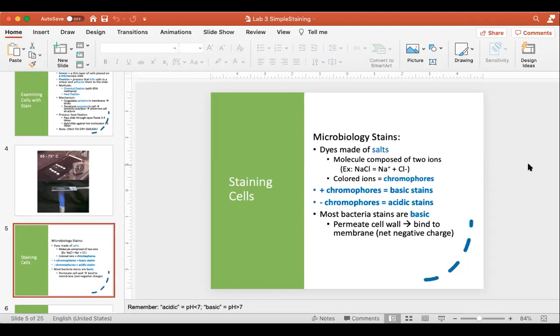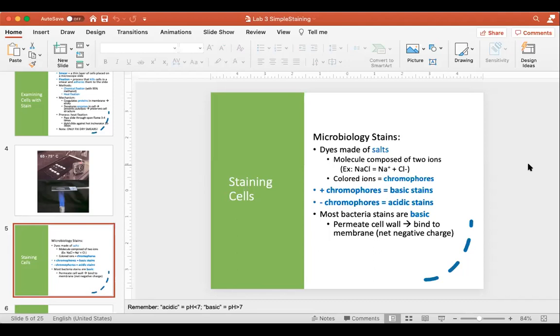Now, some chromophores are positively charged and some chromophores are negatively charged. Remember, they're ions, and all an ion is a charged atom. So whether it's an atom of sodium or an atom of chloride or an atom of calcium, if it has a charge on it, positive or negative, we call it an ion. So if a stain has a positively charged chromophore in it, we call that a basic stain. If it has a negatively charged chromophore in it, we call that an acidic stain.